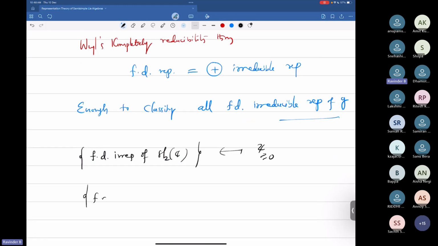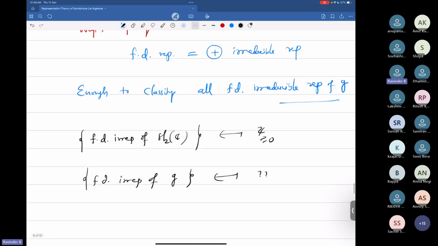And I want to do the same proof for any semi-simple algebra, and the question is what set it corresponds to. I couldn't do it. I tried the same process as for SL2C, but I don't know what is analogous to upper triangular and lower triangular for any semi-simple algebra. So that's why I did everything.